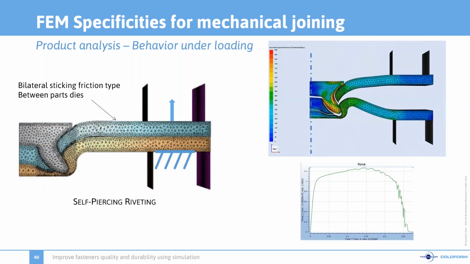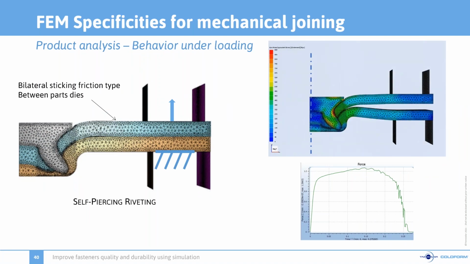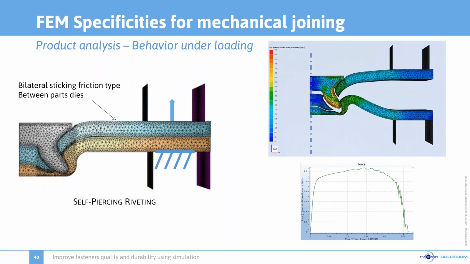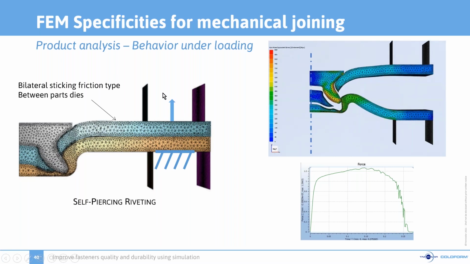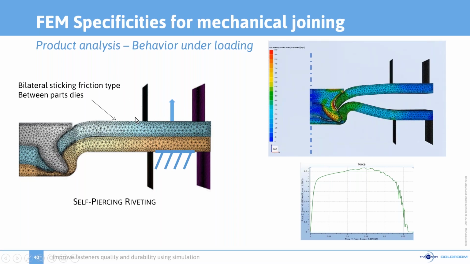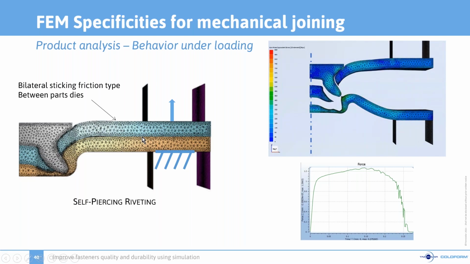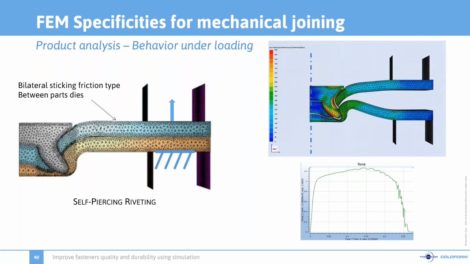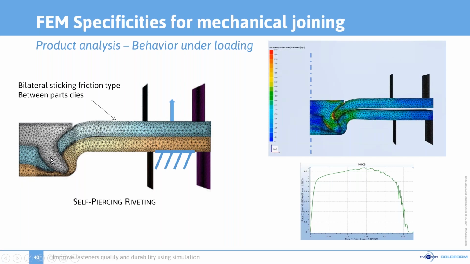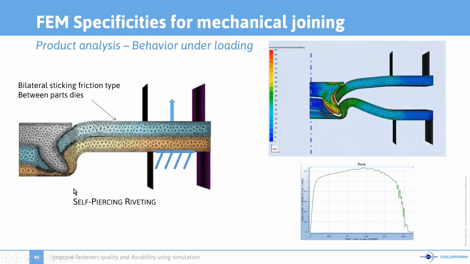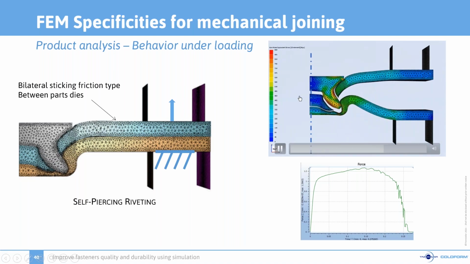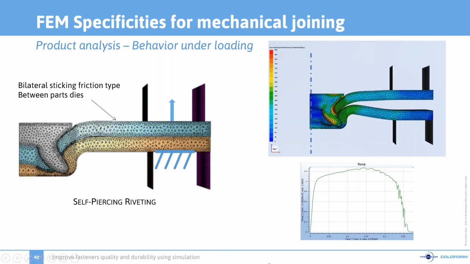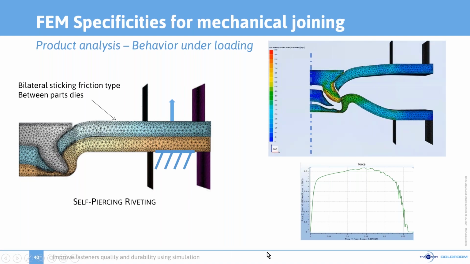On a self-piercing case, to determine the disassembly force, we make a vertical disassembly test. Here a pull-up tool with a sticking friction behavior is considered. The precision meshing feature is important in order to consider accurately the contact between the parts. On the animation, we visualize the von Mises stress, and on the graph, the needed disassembly force.